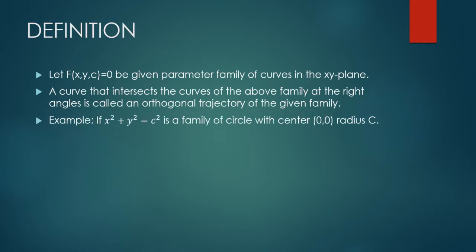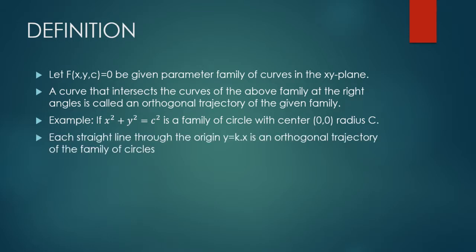Now, for example, if we are given x square plus y square equals c square, it is the family of circles wherein we are given the radius c and center 0, 0. Now if we look onto this, the family of straight lines, which is y equals to kx, will be the family of orthogonal trajectories. So each straight line that passes through the origin, y equals to kx, is an orthogonal trajectory. How this is an orthogonal trajectory, I've explained a few minutes later in this video itself.